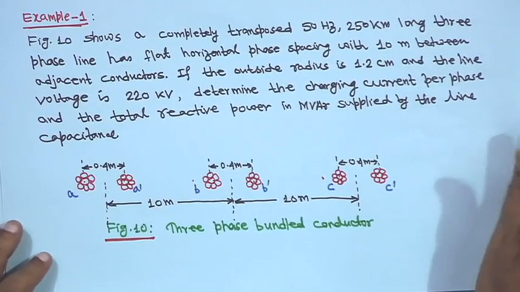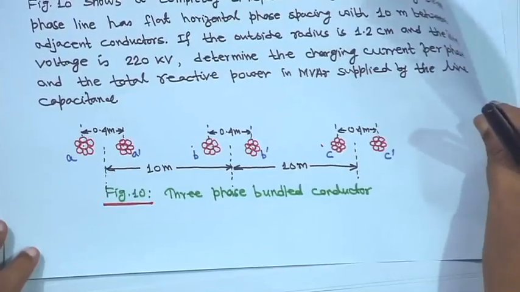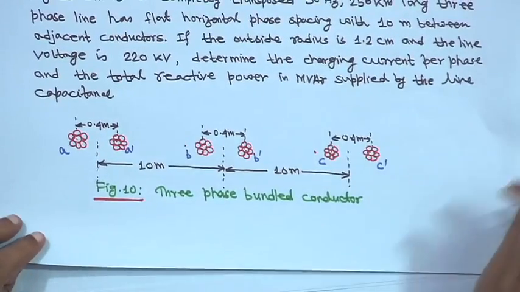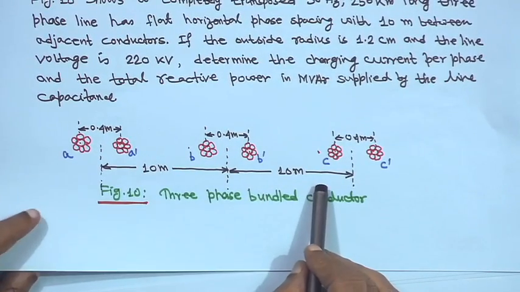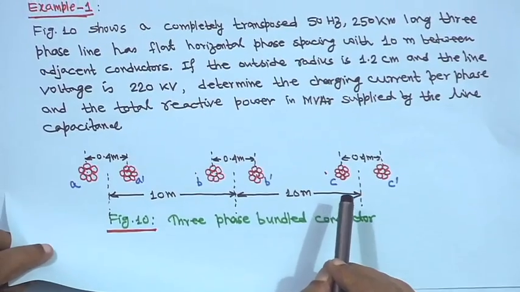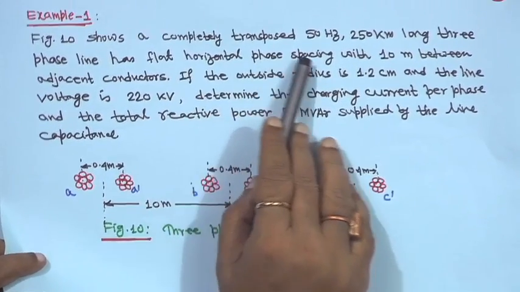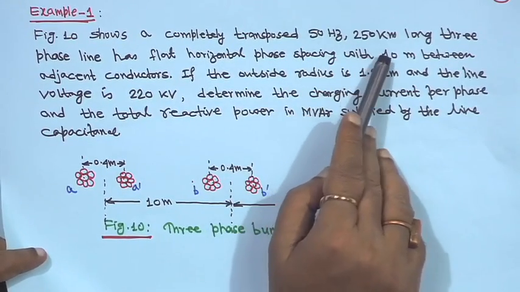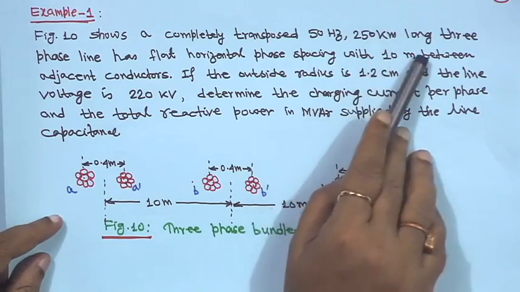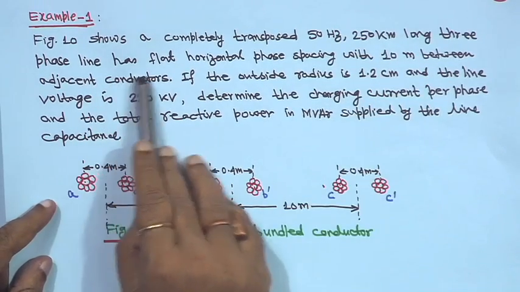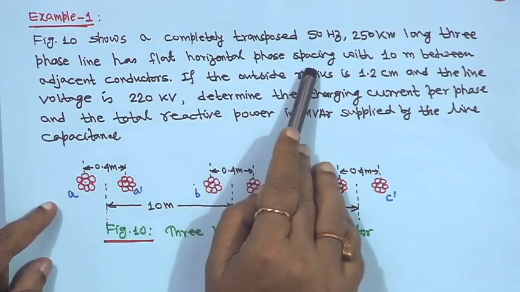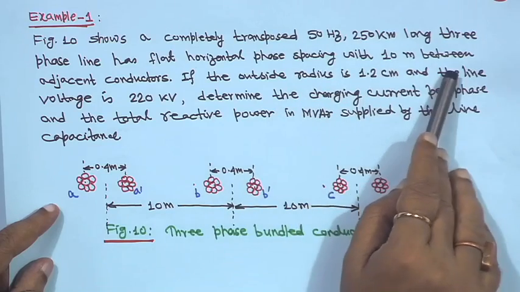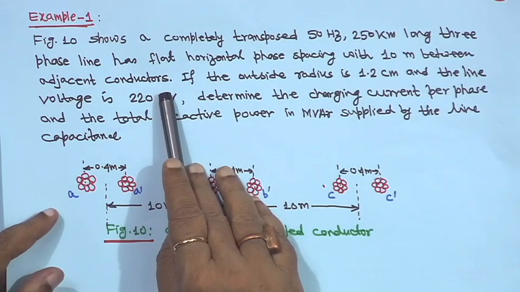Now, come to that example. This is Figure 10, the 3 phase bundle conductors. Figure 10 shows a completely transposed 50 hertz, 250 kilometer long 3 phase line with flat horizontal phase spacing, with 10 meter between adjacent conductors.